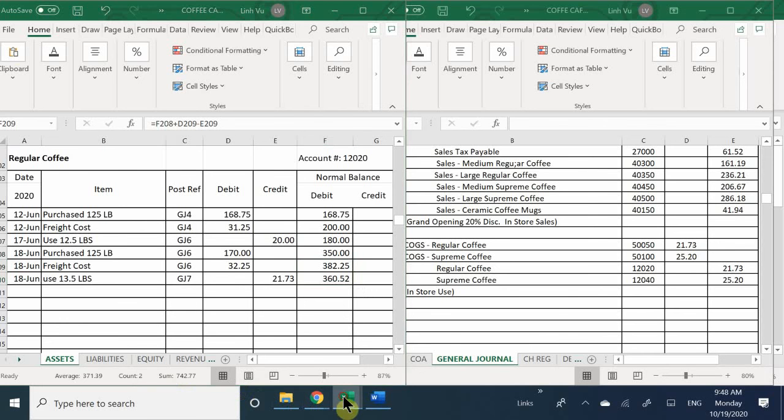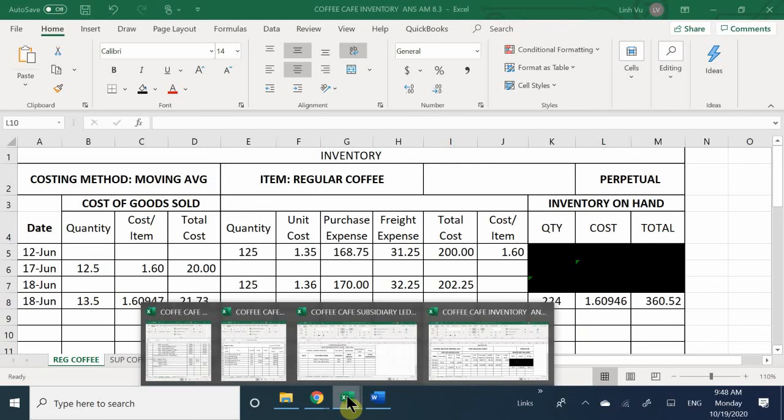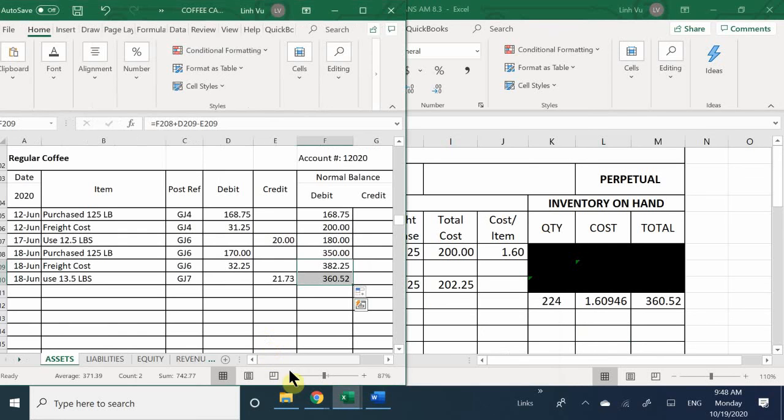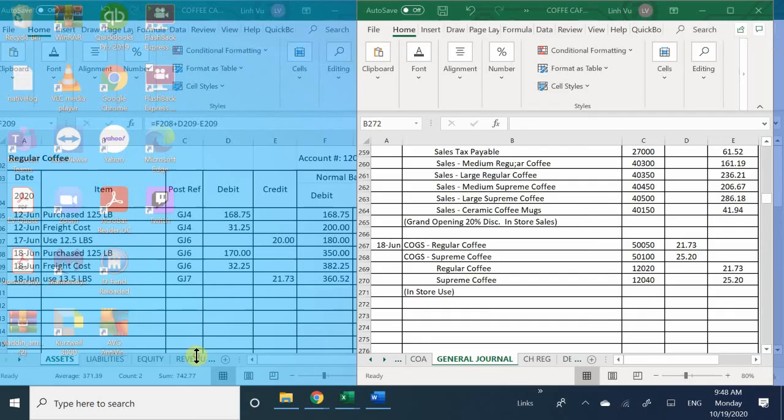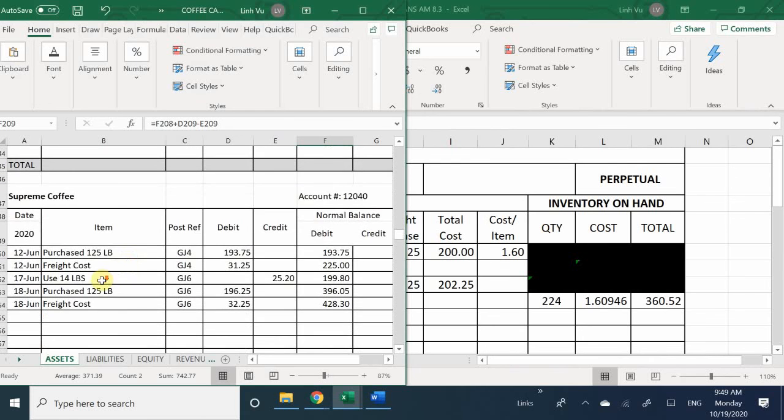All right, and if we look at our inventory worksheet, if we go to regular coffee, what is my total amount there? 360. Exactly. They match 100%. So that's your point of reference to match yourself when you do your ledger and your worksheet. Okay. So back to my ledger and back to my journal. Now that I've completed my regular coffee, I'm going to go down to my supreme coffee.